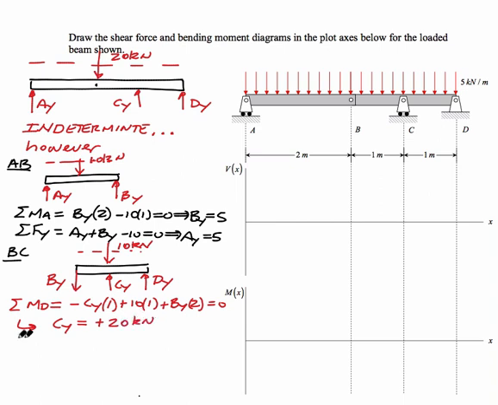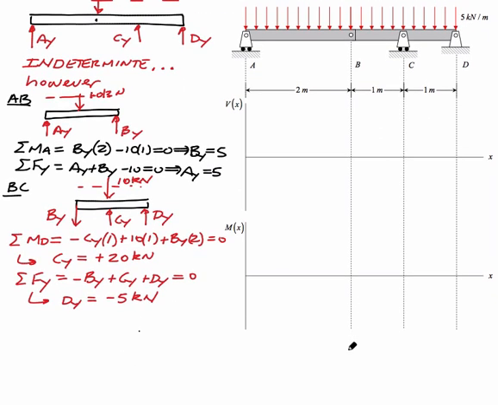kilonewtons, and summing forces in Y, I get minus BY plus CY plus DY. For equilibrium, it says that DY, interestingly enough, is the other way, and that's minus 5 kilonewtons. So note that by breaking this beam up into its two sections, we were able to make it determinate. Now we're going to tackle the shear force.